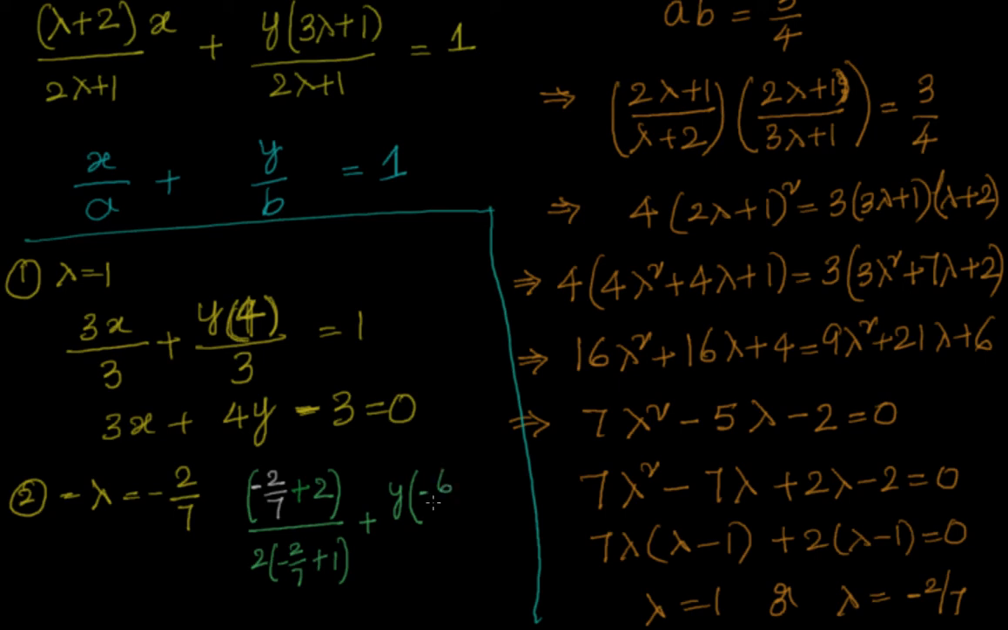That is, can I say, minus 6 by 7 plus 1 by 2 into minus 2 by 7 plus 1. 2 lambda plus 1 it is, that is 2 into minus 2 by 7 plus 1. Same thing here. So it is lambda plus 2 divided by 2 lambda plus 1, plus y into 3 lambda, that is minus 6 by 7 plus 1 divided by minus 4 by 7 plus 1.